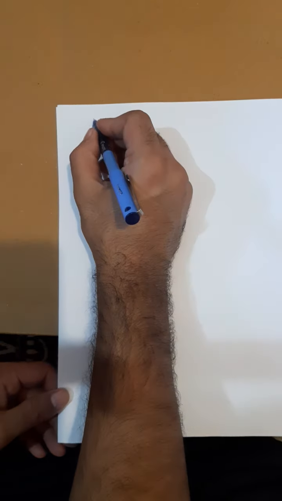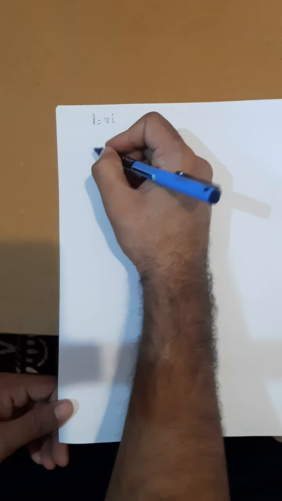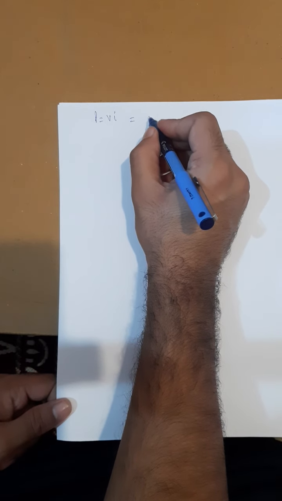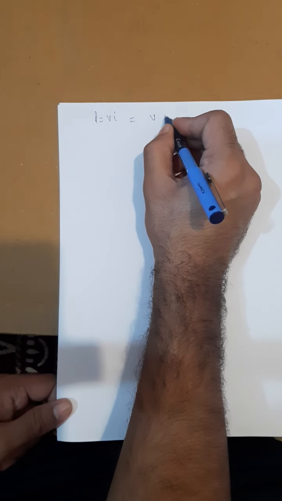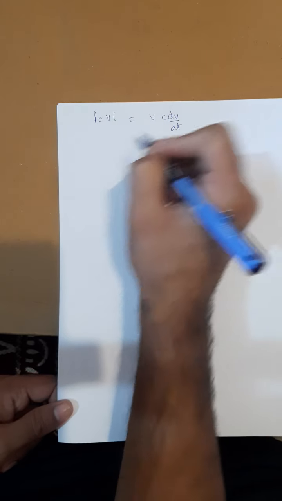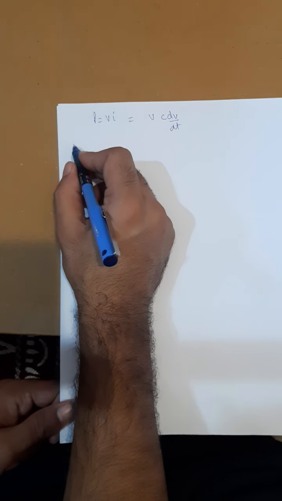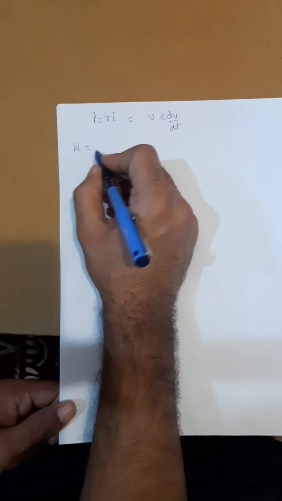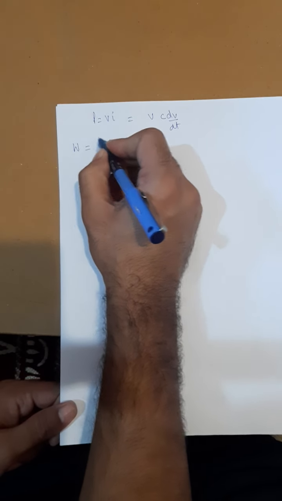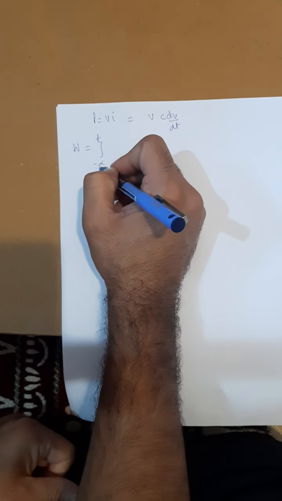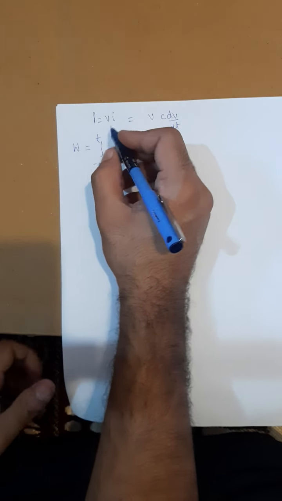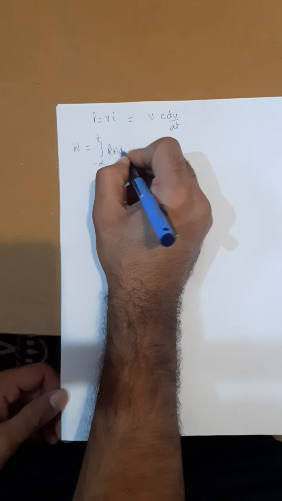So let us calculate power. You know that power is equal to V into I, which is V into C dV by dt. So this is power. So what is energy or work done? Energy or work done is nothing but how much power is consumed from time t equal to minus infinity to time t. So it is the integral of p(t) dt.